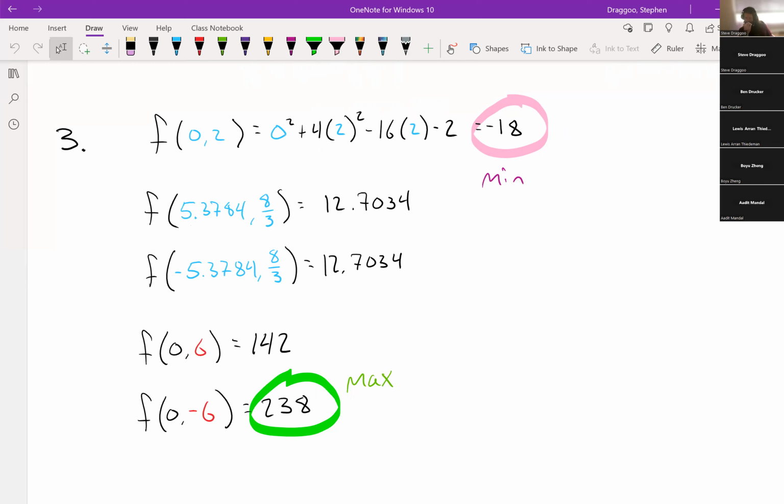Cool. So it looks like what we get here is that the critical point we found in step 1 was an absolute minimum. So that (0, 2) point, that's our minimum. We got a value of -18. And then our maximum occurs at one of the boundary points, specifically the boundary point at the bottom of the circle when y is -6. I got a value of 238 there. And those critical points along the boundary might have been local minimums for the boundary, but I can find a smaller value if I look inside the circle.